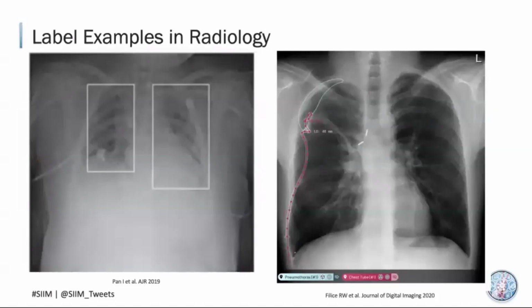On the left, we can see bounding boxes around lung opacities representing pneumonia, and on the right are segmentations of a right upper lobe pneumothorax and accompanying chest tube.